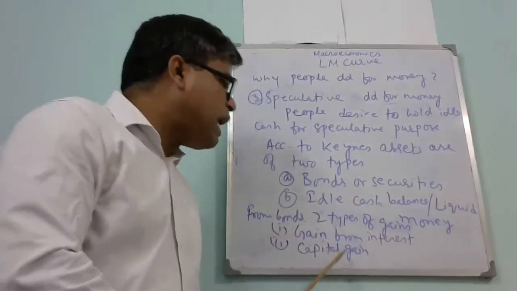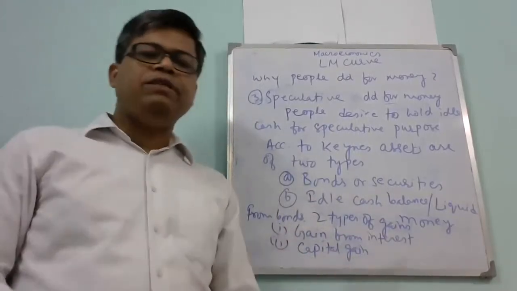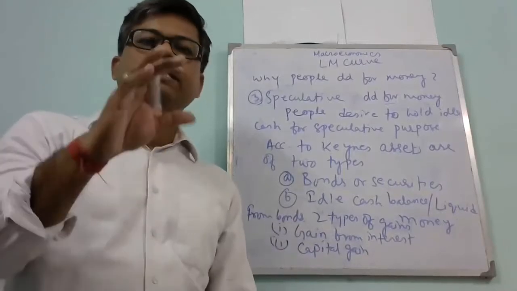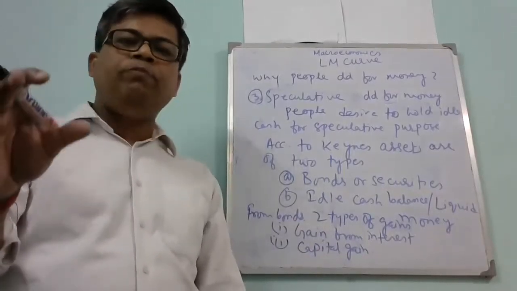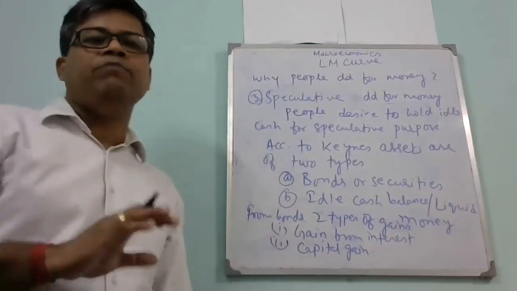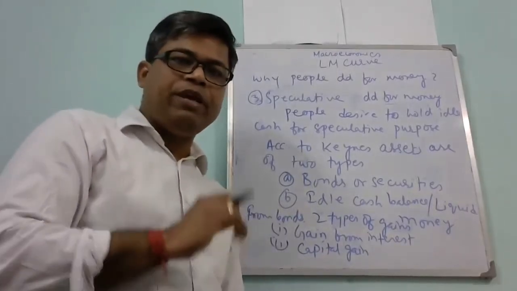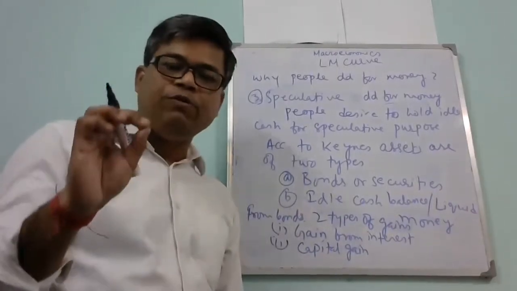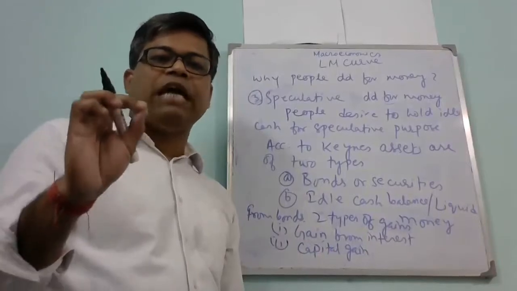Now another one is capital gain. What is the capital gain? Capital gain means the difference of the prices of a particular bond at two different time periods.